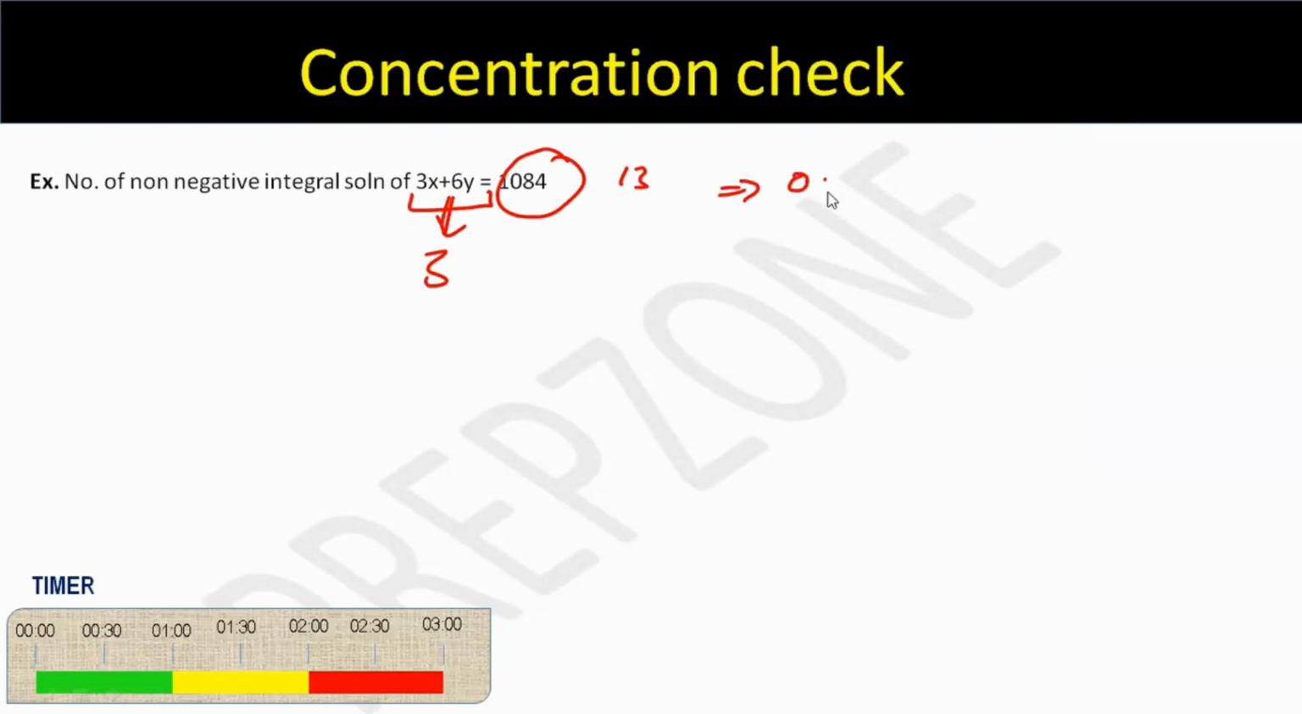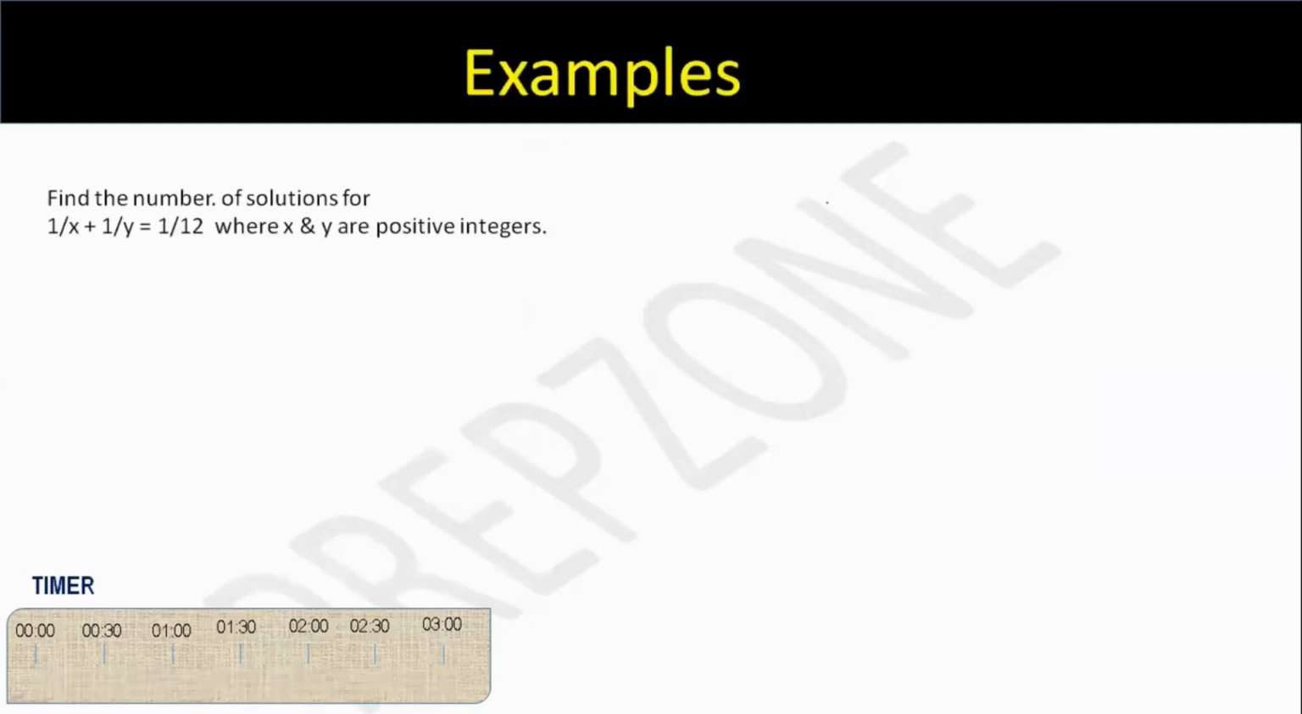Okay, so let's go to the next variation of special equation. Solve this question.